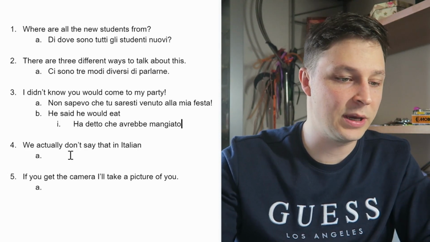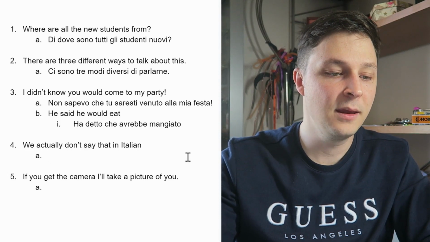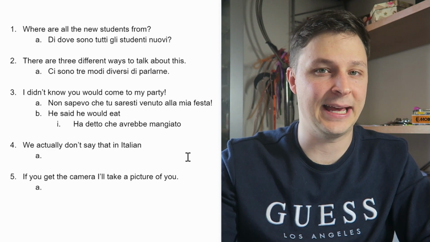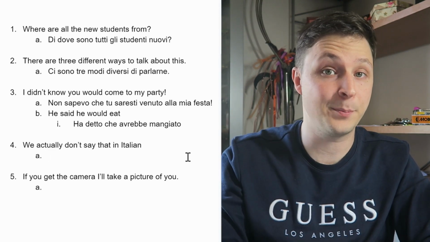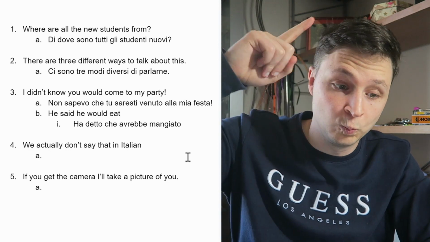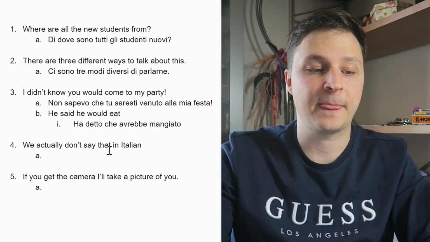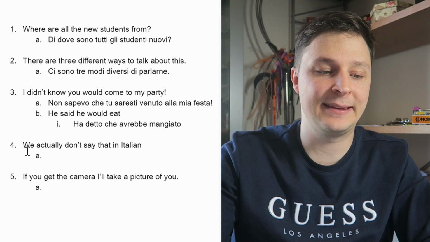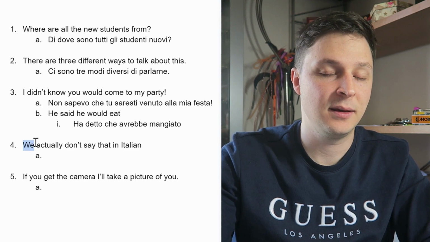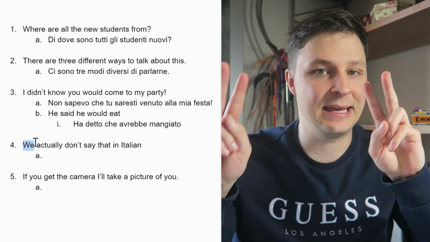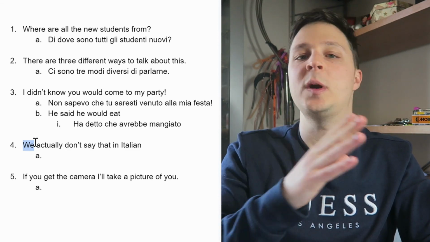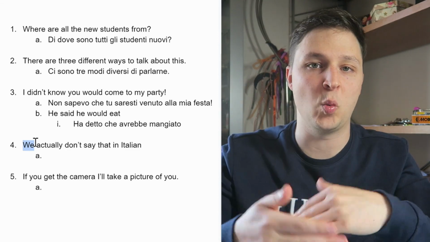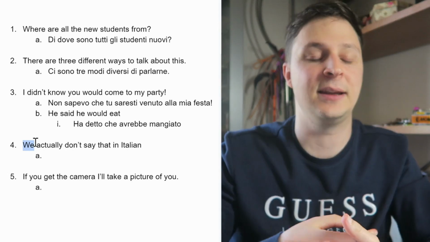But let's go on with number 4. We actually don't say that in Italian. So this is a trick question. Can you translate this sentence? Pause the video if you need to. So what's interesting here is instead of using we, in Italian, they would use the impersonale, so the impersonal. Because it's not actually we, it's just one in general. One doesn't say this in Italian.